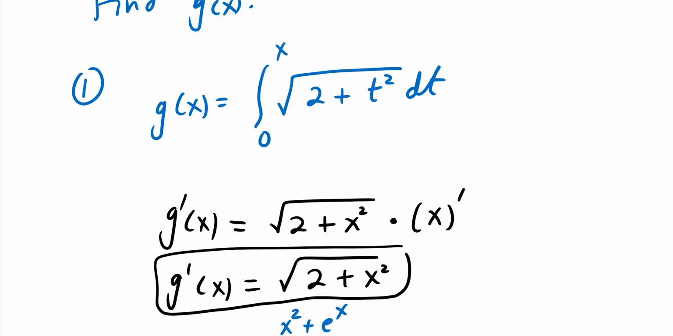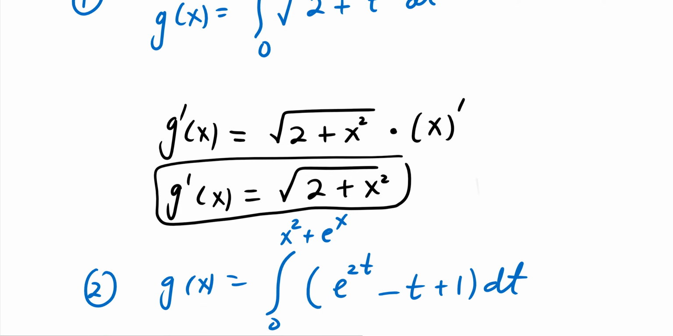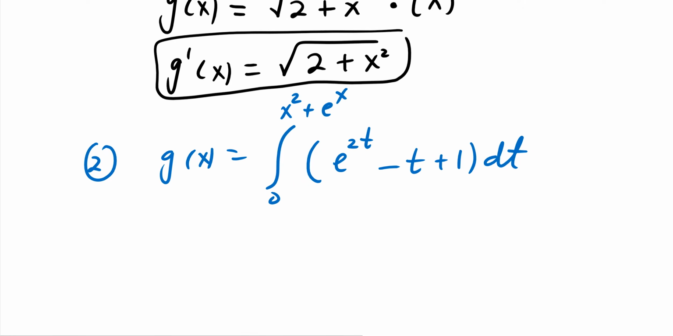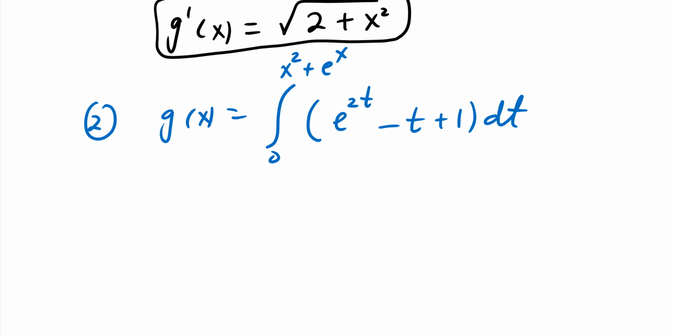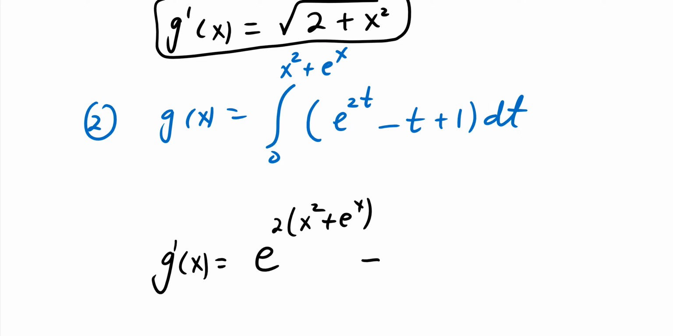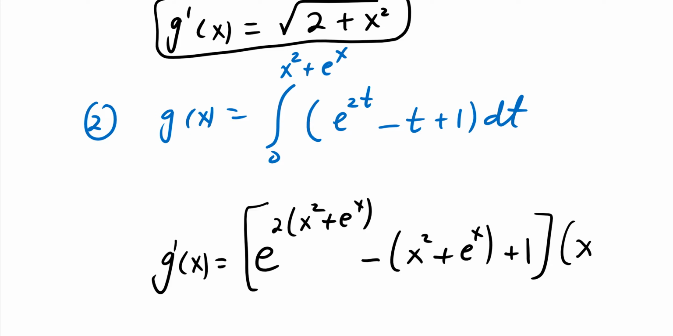Notice a here is 0, is a constant. What about another example? Let's look at this example here. How do you find g prime of x? We replace every t with x squared plus e to the x, minus x squared plus e to the x plus 1, times the derivative of the x squared plus e to the x.